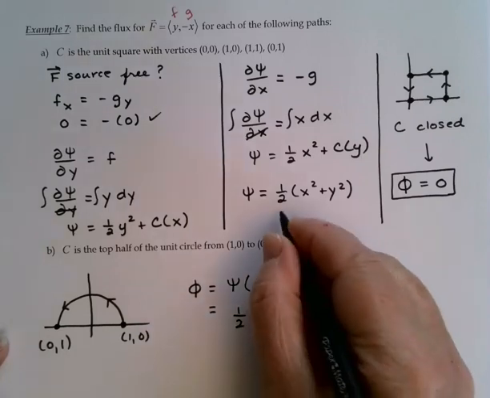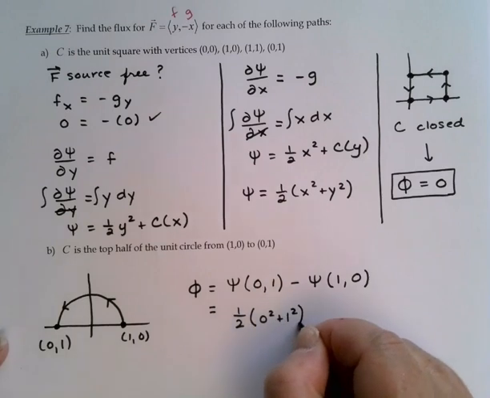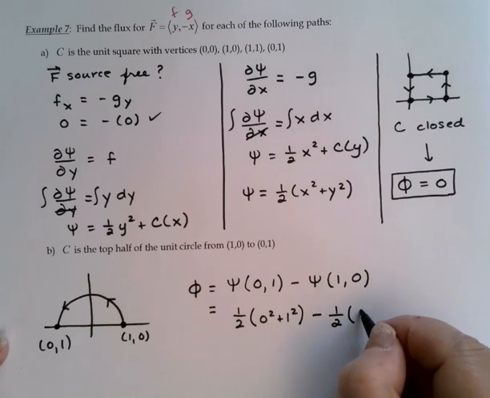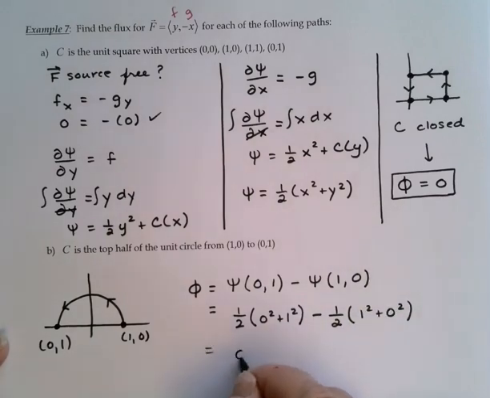So 1/2, here's my phi, plug it in. 0 squared plus 1 squared minus 1/2 1 squared plus 0 squared. And that one's actually going to give me 0 as well. Now this wasn't a closed path, so the fact that that was 0 was a little bit more serendipitous, but we did get 0 once we used that FTC. All right, that brings us to the end of section 14.3.